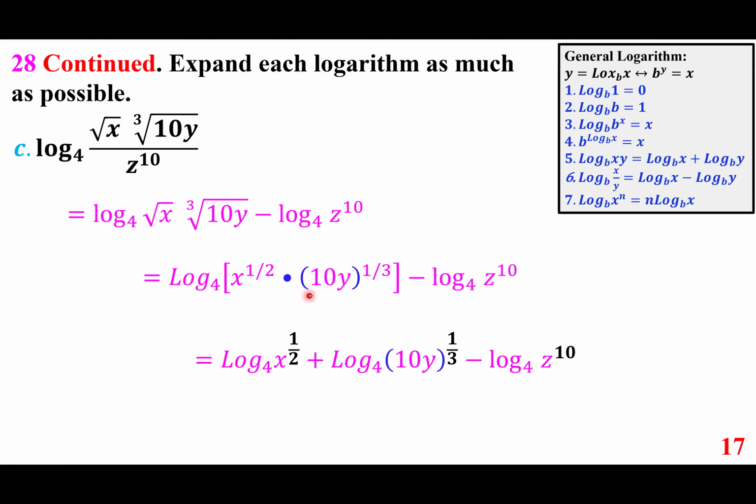Now first, this one has really 2 pieces. Each one: 1/2 sits in front, 1/3 sits in front, 10 sits in front. We are looking at number 7, the power rule. So we're going to work on this one first, because the 1/2 comes in front, becomes half of log x base 4. This one has 2 parts, 10 times y. And with number 5, we have log of 10 plus log of y, both of them base 4.